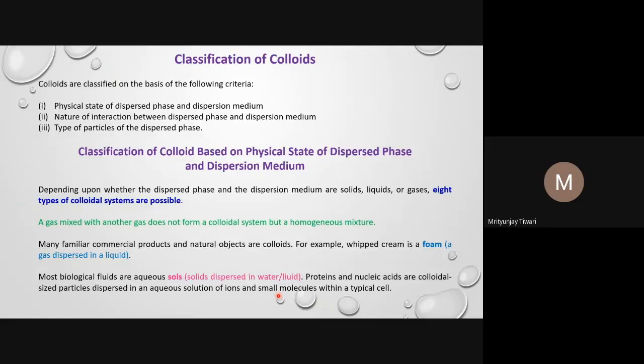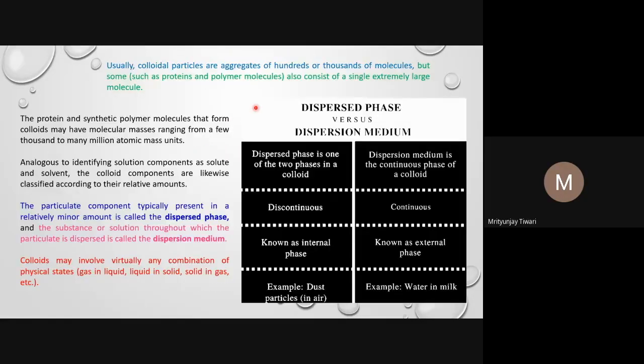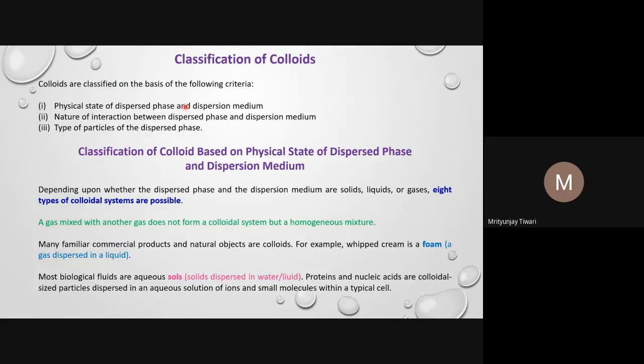Now let us look into the classification of colloids. Colloids are classified on the basis of certain criteria, and there are three criteria that we are going to study. One is the physical state of the dispersed phase and dispersion medium. The statement we made earlier, that any physical state is possible, comes into this classification. Then comes the nature of interaction between the dispersed phase and the dispersion medium. What kind of interaction is there between them? Based on that, colloids are also divided into different classes.